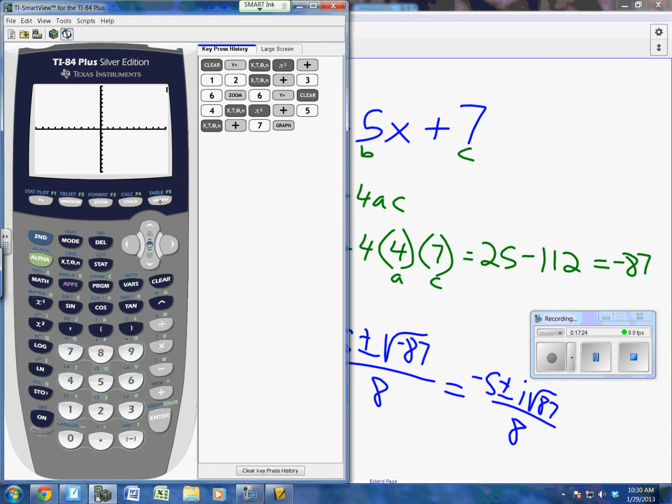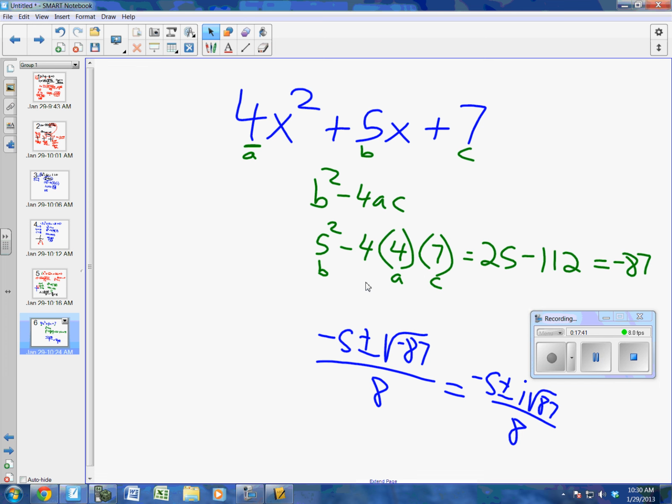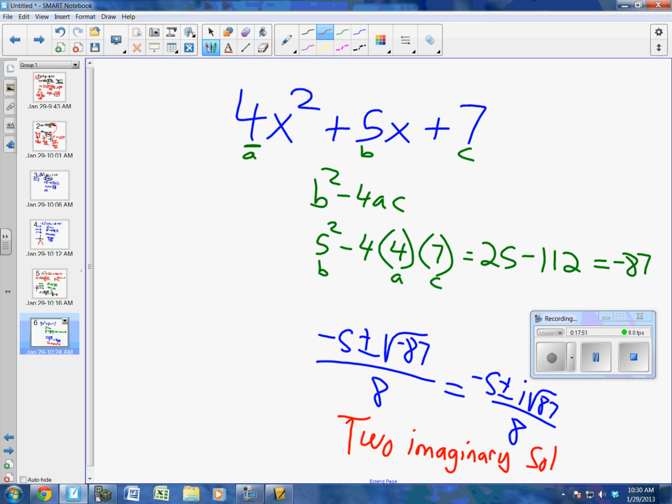Okay, and if I do that, I can hit graph this time because I already hit zoom 6 last time. Is that parabola ever going to cross the x-axis? You can see it's never going to cross it. It's just going up forever. So guess what? This one right here has 2 imaginary solutions. Everybody write that down: 2 imaginary solutions. It does not cross the x-axis.